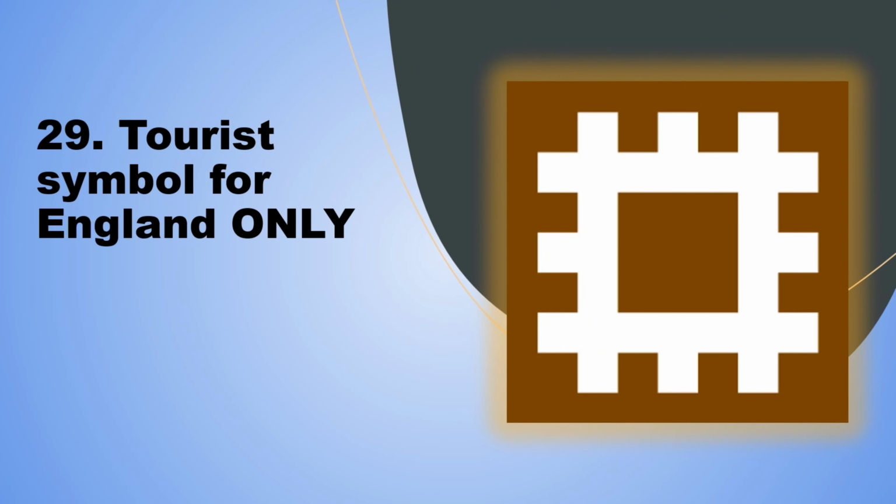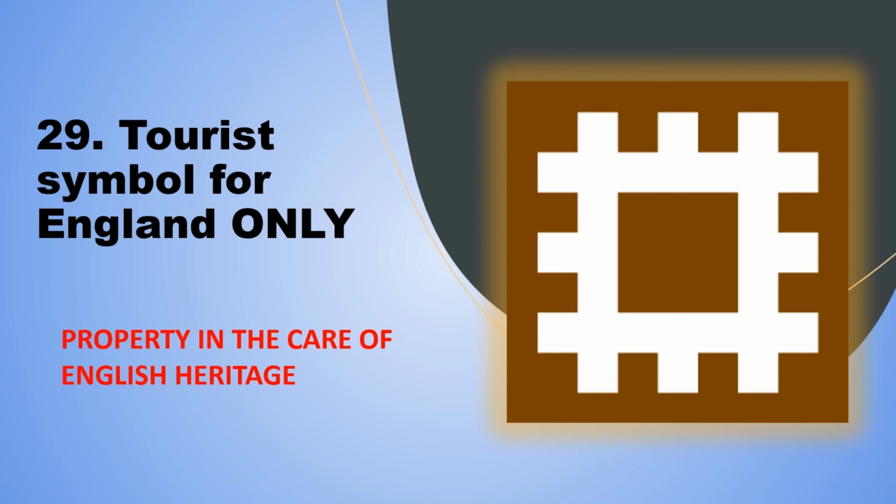The following question, please again pay attention, this is a tourist symbol only for England. And this symbol means property in the care of English Heritage. If you have a look at the sign, it kind of looks similar to a hashtag. So me personally, I would associate this with a hashtag, and then I would remember when I see this sign that the property is in the care of English Heritage.